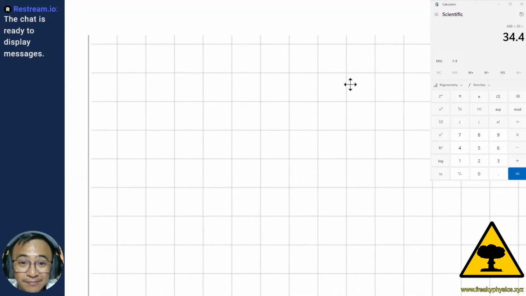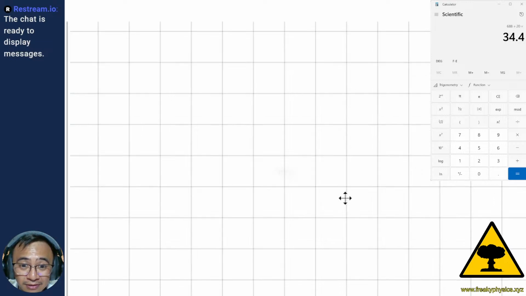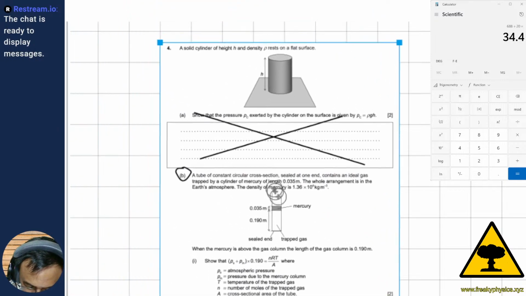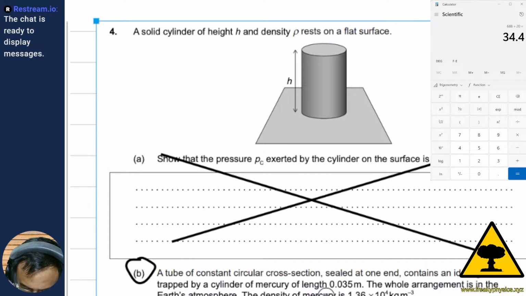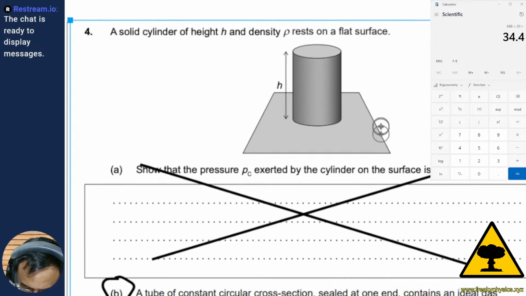Okay. The last problem here is about pressure. Copy this first. Okay, so you said you already know how to do A, so we'll skip that. Let's go straight to B. So you have a tube. So we'll ignore the first part of the problem.